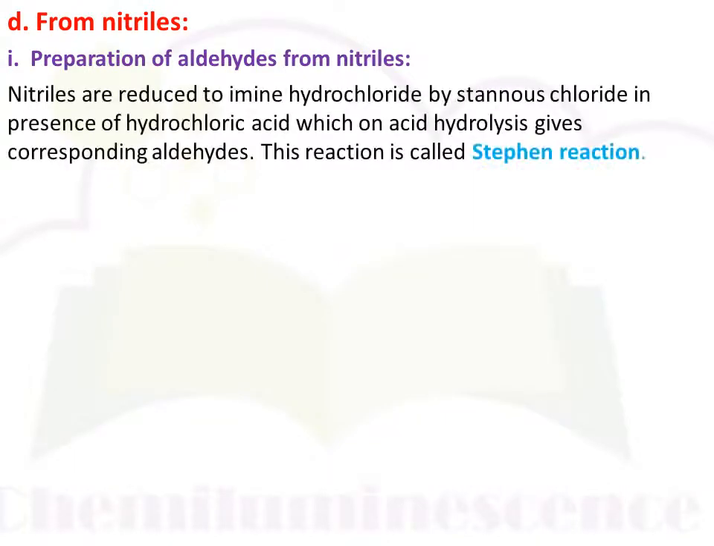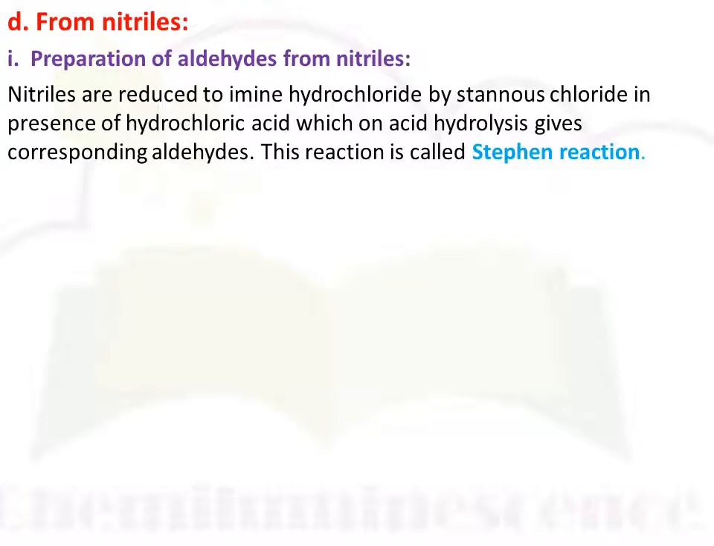Next method of preparation of aldehyde and ketone is from nitriles. Here, nitriles are used as a reactant. Nitriles means R C triple bond N. In that, first one is preparation of aldehyde from nitriles. Nitriles are reduced to imine hydrochloride by stannous chloride in presence of hydrochloric acid, and which on acid hydrolysis gives the corresponding aldehyde. This reaction is called Stephen reaction.